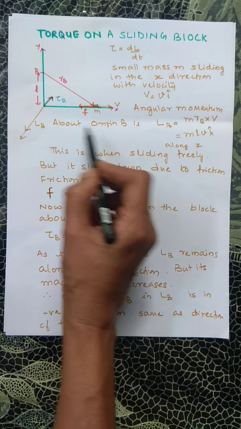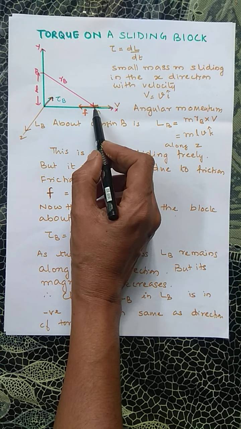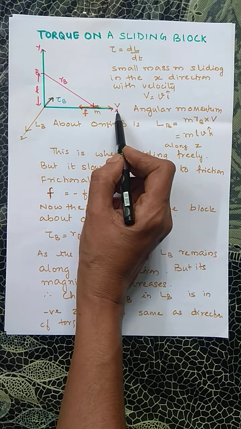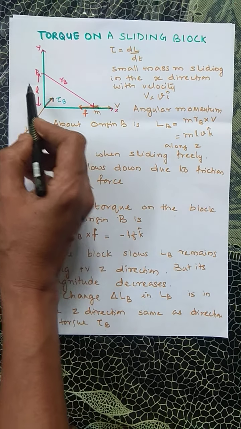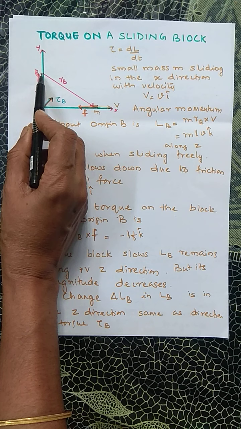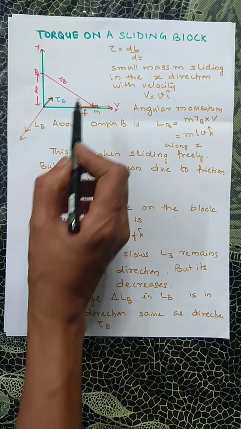It is sliding freely. That means there is no friction. Initially we are imagining there is no friction. It is sliding freely along the x direction with velocity v. And we are going to consider an origin B. From the origin B, the position vector of this particular mass is RB.